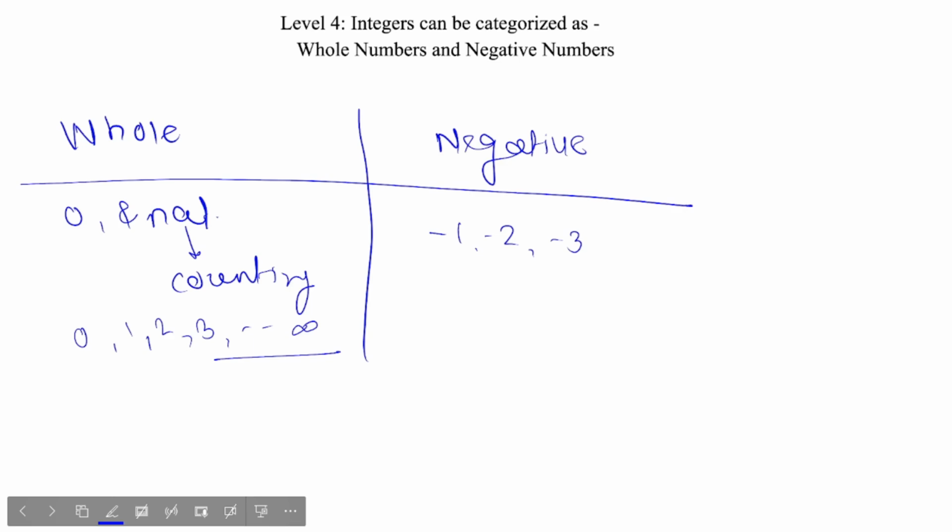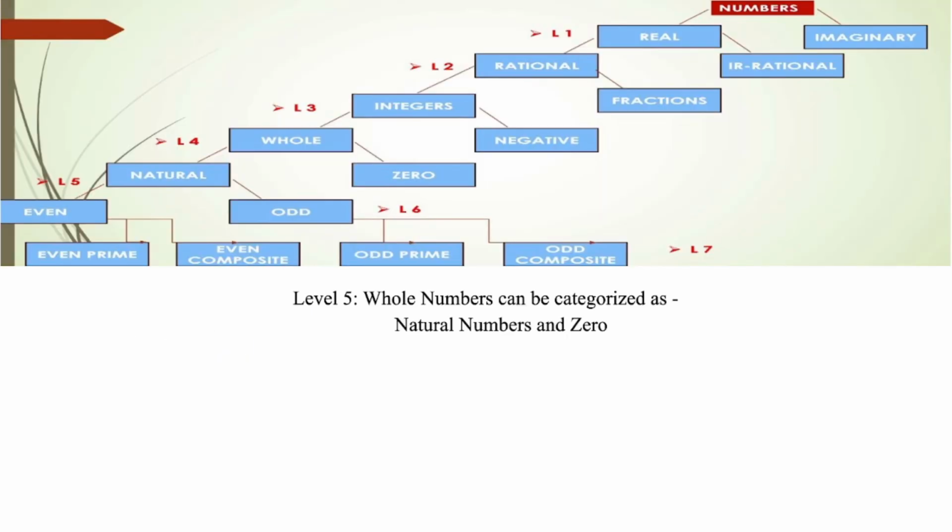That is a category or type of integers. As you can see on the screen, level 5 is nothing but the division of the whole numbers into natural and 0. You can see natural and 0 as different categories or types on level 5. So we have seen that integers are divided into whole and negative. Whole numbers comprise 0 and positive numbers, that is 0 and natural numbers, which are nothing but the counting numbers.